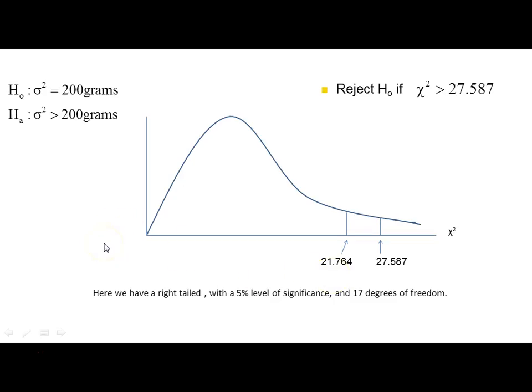And here's a little diagram of this problem. Here's our hypotheses. It's a right-tailed test. We're going to reject if we get something greater than 27.587, if we get a chi-square value above there, but we did not get that.